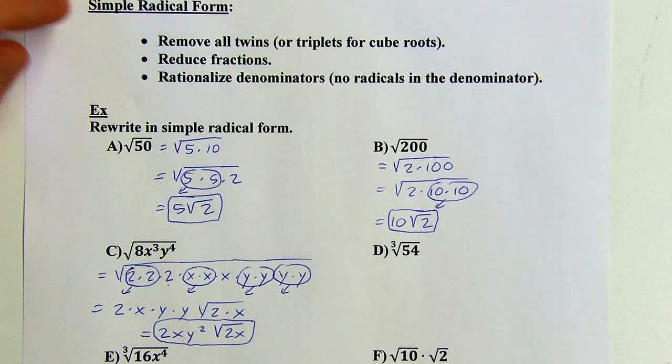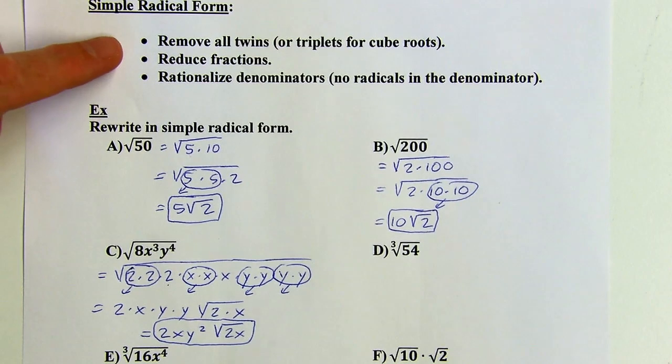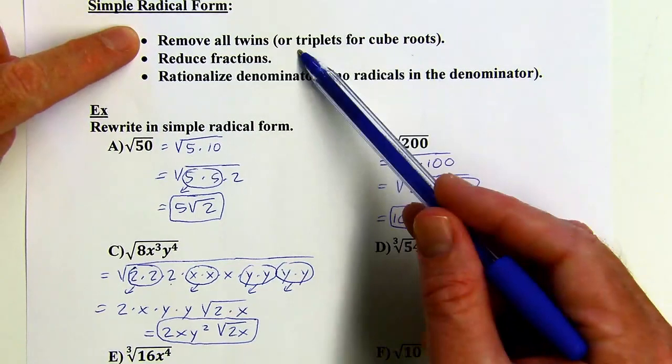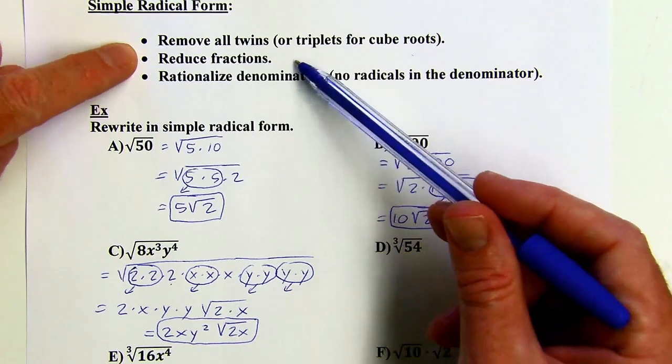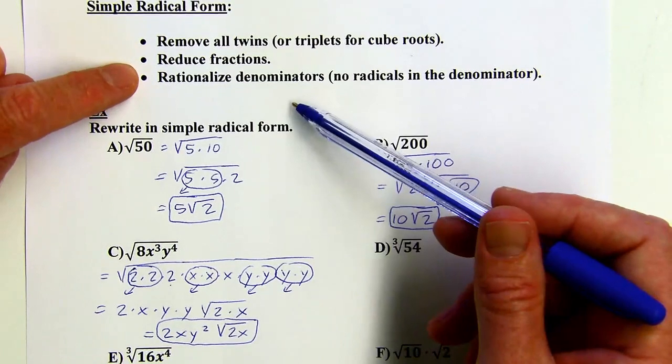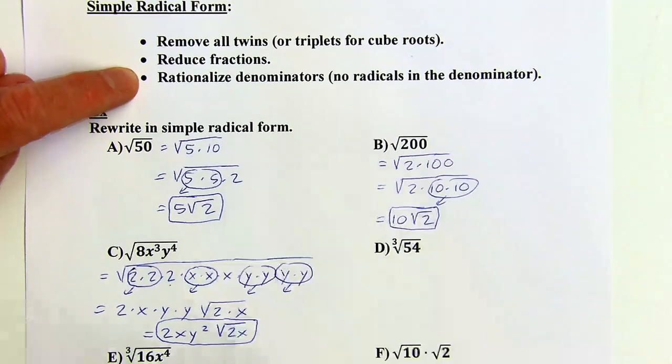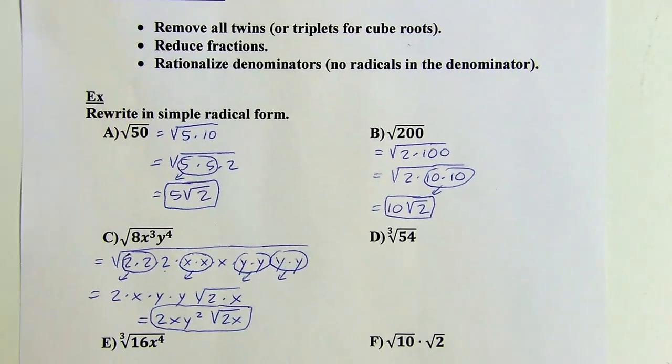Okay, so the other parts in simple radical form that I didn't talk about yet: we talked about the twins, and we're about to get to triplets for cube roots. If there's fractions, you want to reduce those, and we want to rationalize the denominators, and we'll get to that later too, but those are the other things to look out for.